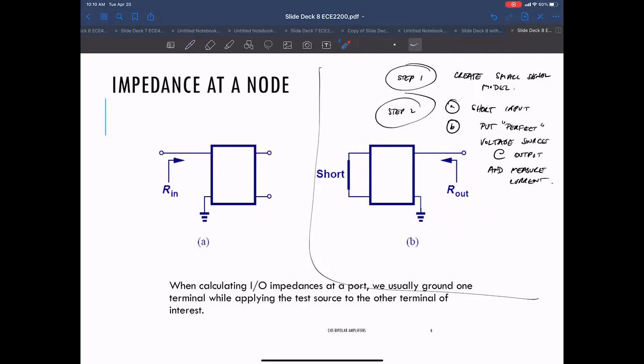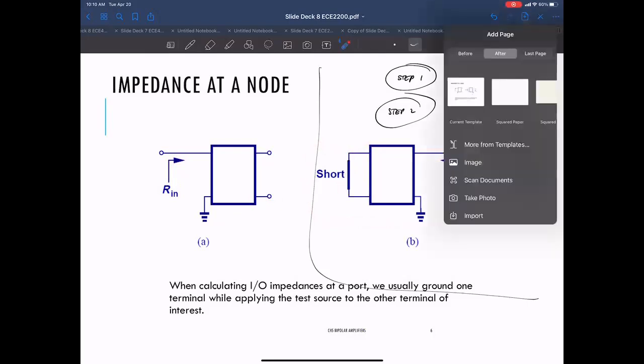The difference between the input resistance and the output resistance is that for the input resistance, you just leave the output the way it is. The extra step for the output resistance is that you have to short the inputs together. Let's look at an example of what that looks like.